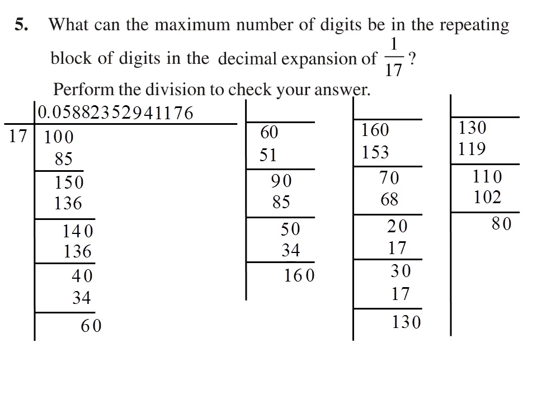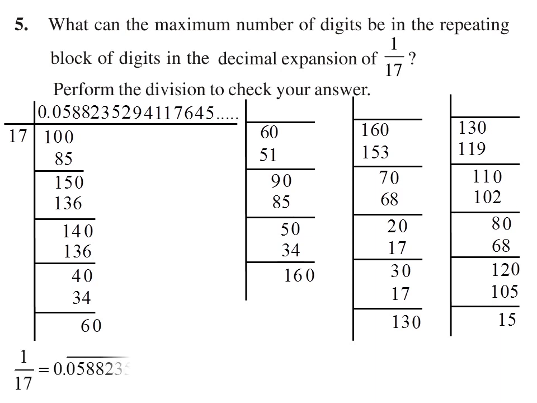So we have to divide, the new remainder is 130. So next number we have to multiply by 17, it is 7, so I will get 119. So in this case my remainder will be 11. Again taking 0 as a carry forward, I will get 110. Next number it is 6, so I will get 102. In this case my remainder will be 8.